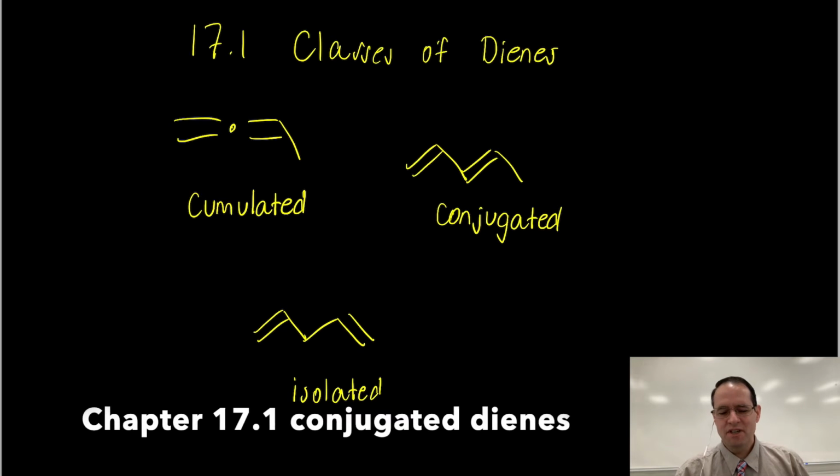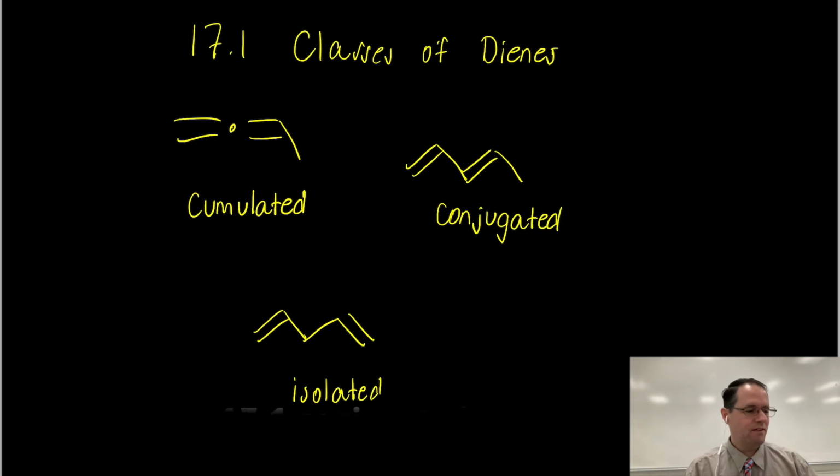Hello, we are going to be talking about Chapter 7, and at the start of this chapter, we want to talk about Section 1, Classes of Dienes. So you've got different classes of dienes here, depending on the structure. You've got something called cumulated.